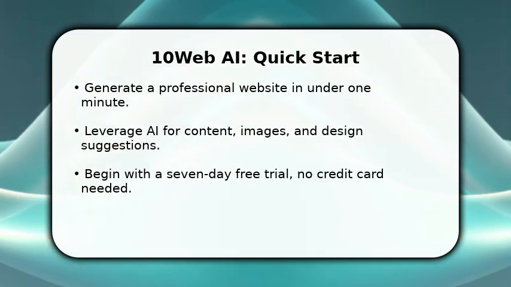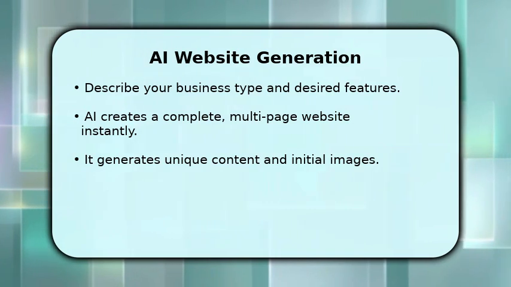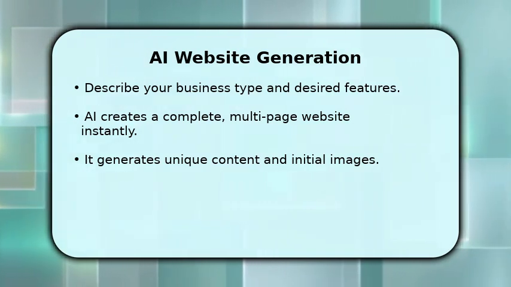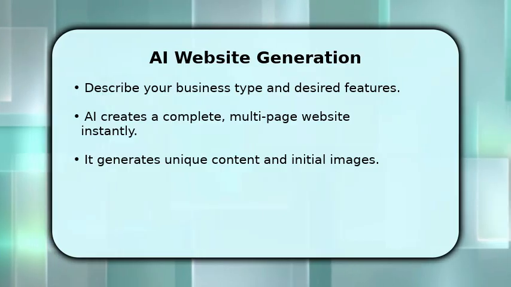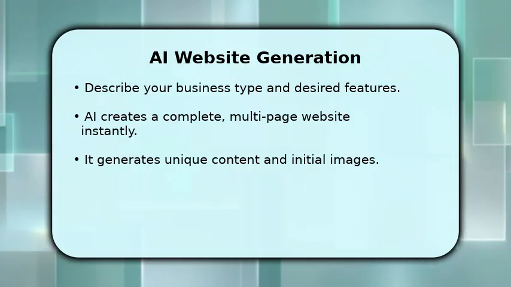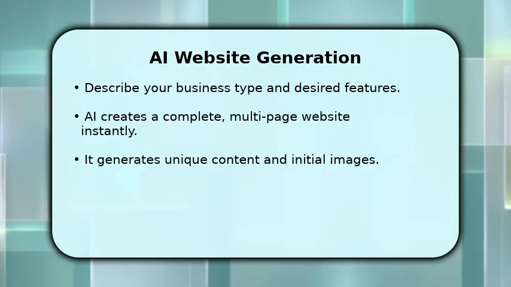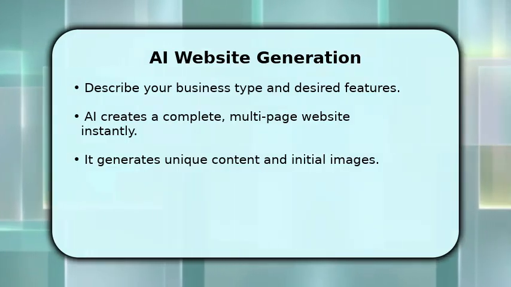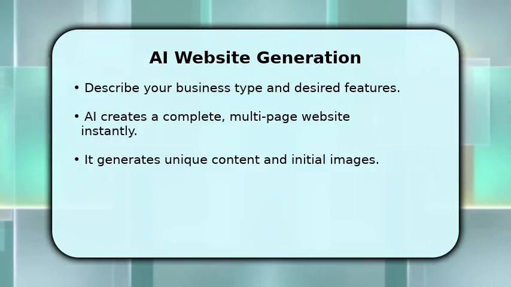To generate your website, simply describe your business or project in a few words. The AI builder will then identify your business category and create a fully structured, multi-page site in seconds. This includes generating relevant content and initial images tailored to your description. You can choose between an informational website or an online store, with WooCommerce integration for e-commerce sites.